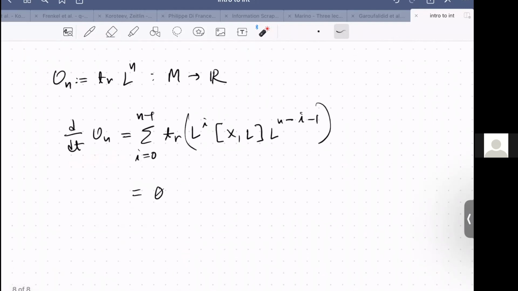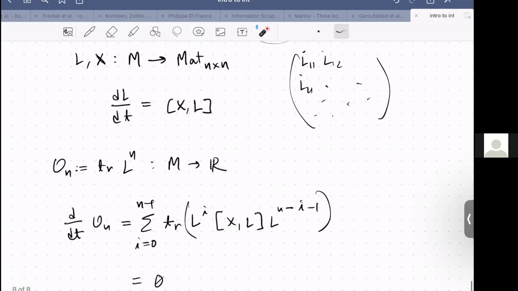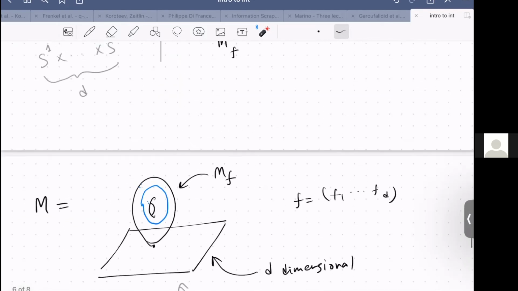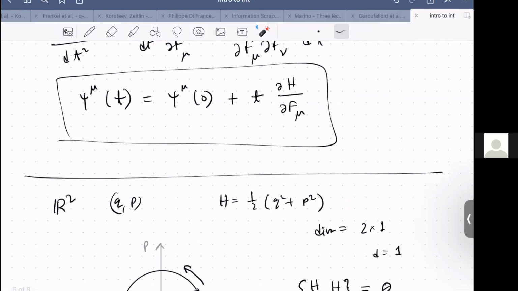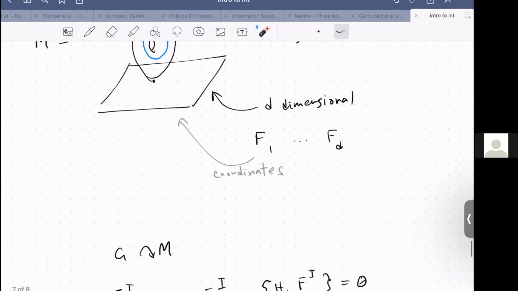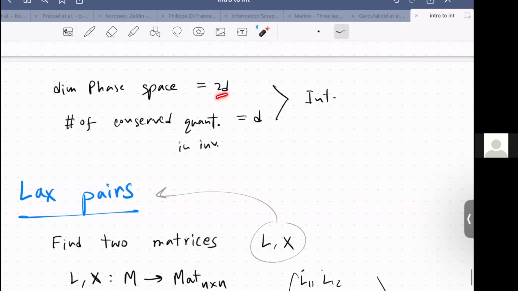Now, this is interesting. You had a bunch of functions on your phase space that do not change their values under time evolution. So you have some conserved quantities. That's a good start. Now, in the case of Liouville integrability, we saw that there was a constraint on how many we actually needed to get integrability, right? If I have a 2D dimensional phase space, then I need D conserved quantities.